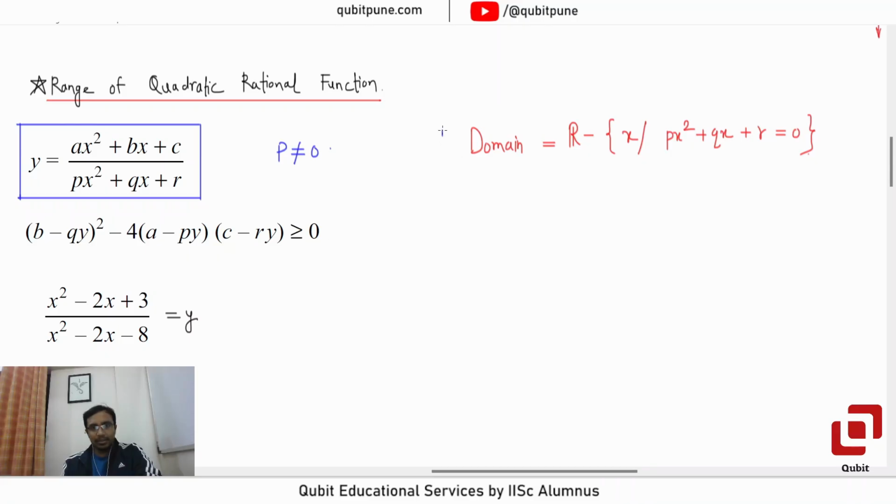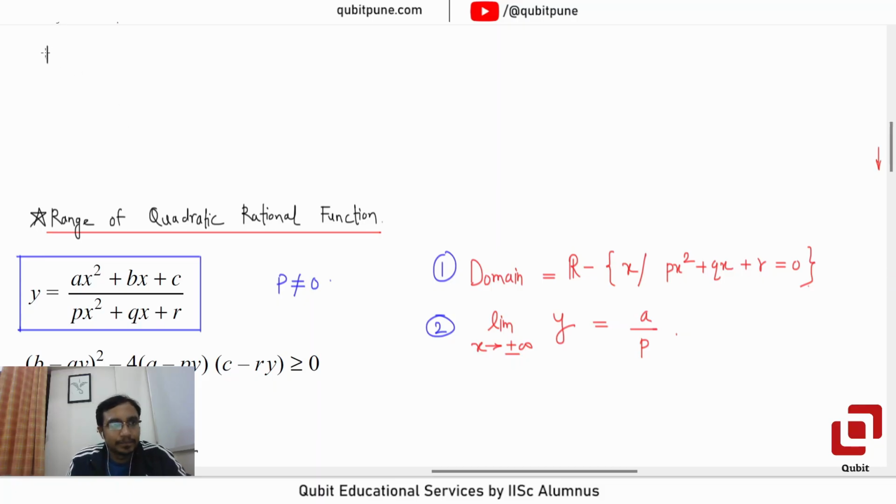It is interesting to note here that the limit of y as x tends to plus or minus infinity is a by p. Is there any doubt? In the limit answer? Yes or no? Understood? Or shall I explain it again? Yes. See, look.